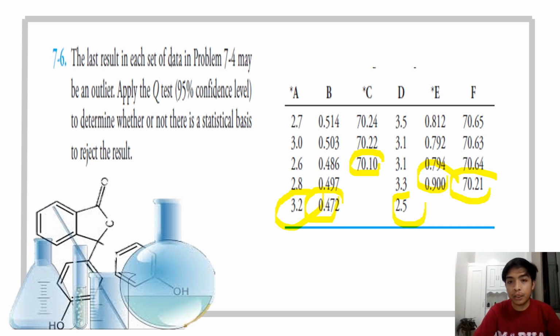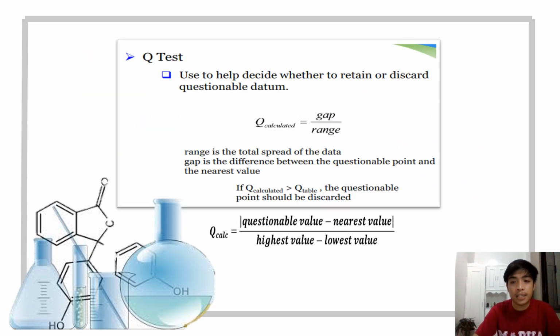Before we proceed to the computation, let me give you a little background on what a Q-test is. A Q-test is a statistical measure that will help us decide whether to retain or discard a questionable datum. Why is it important for us to know the Q-test?